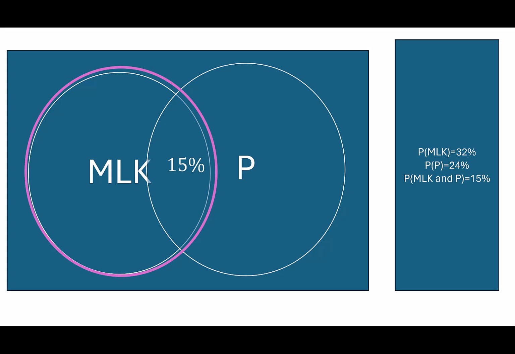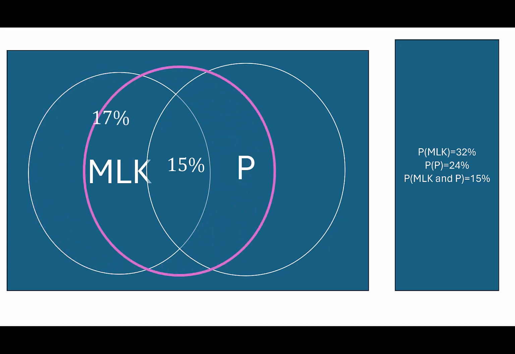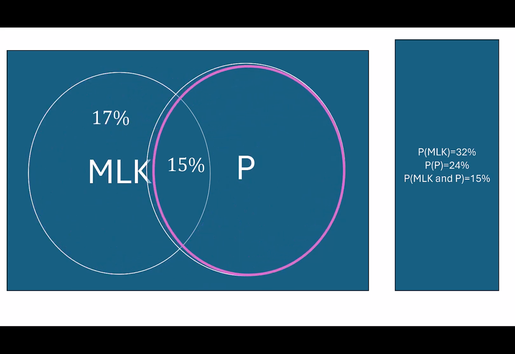Let's start with the circle for MLK. We know altogether MLK should be 32%, but we already have 15% accounted for. To find our remaining percent, we'll subtract 32% minus 15%, which is 17%. Next, we'll move over to the people that get President's Day off. We know that this is supposed to add up to 24%. Well, we already have our 15%, so once again, we'll do a subtraction. 24% minus 15% gives us 9%.